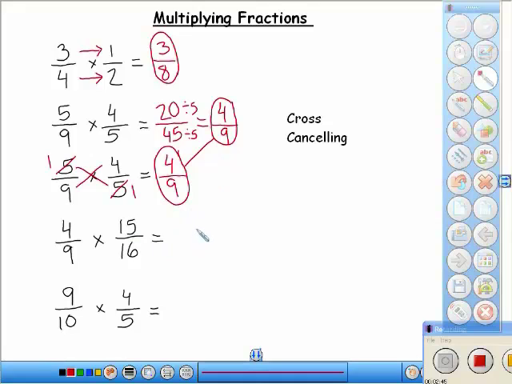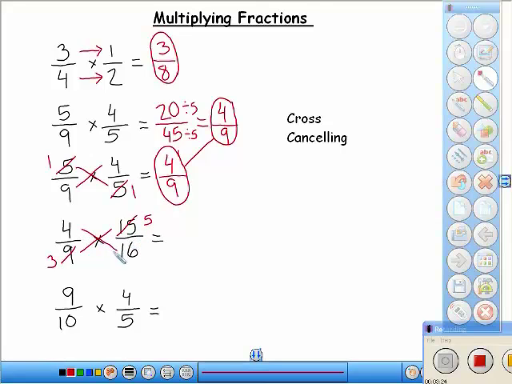So now the question we're going to ask ourselves, not are the denominators the same, is can I cross-cancel? So let's look here. 9 and 15. Is there a number that goes into 9 and 15 evenly? Yes, the number that will go into those is 3. I can divide 9 and 15 by 3. So 9 divided by 3 is 3. 15 divided by 3 is 5. Remember to be careful. Don't write down what you're dividing by. You want to write down what the answer is.